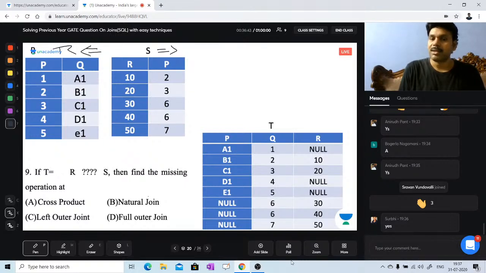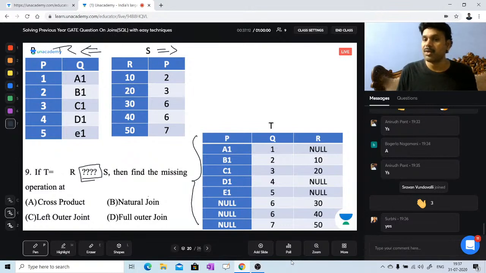This T table is built on R and S. Now this output has been produced by just using R and S. Either it may be cross product, or natural join, or left outer join, or full outer join. So which one? With which are you going to replace these question marks? Either cross product, natural join, left outer join, or full outer join.